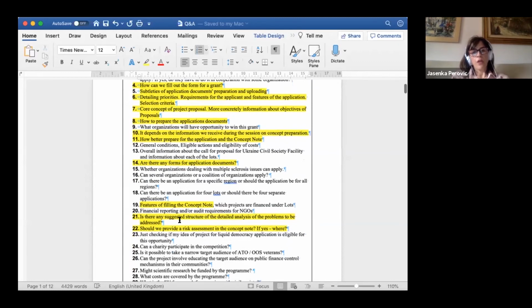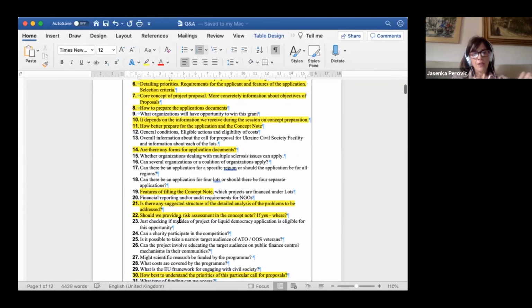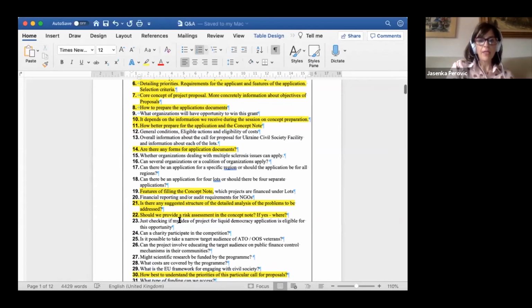Are there any forms for application documents? Yes, there are. Annex A1, please follow it. Is there any suggested structure of the detailed analysis of the problem to be addressed? Okay, there is no template, but I provided you some of the best ways to really analyze your problem.